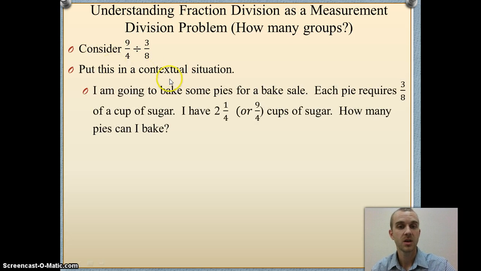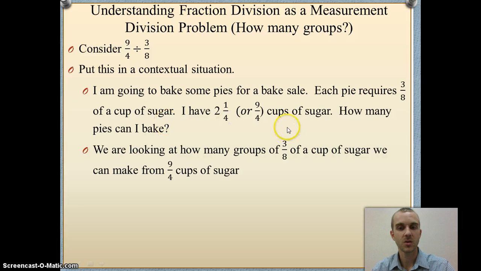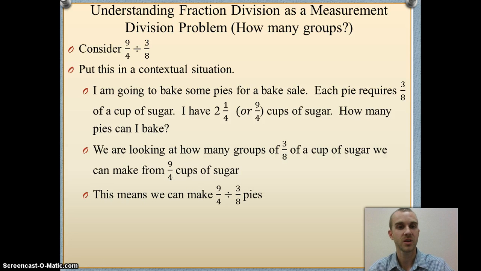Say I'm going to have a bake sale, and I know that to make a pie, it takes 3/8 a cup of sugar, and I have 2 1/4 cups or 9/4 cups of sugar. I don't know how many pies does that allow me to bake. Okay, so what I'm looking for here is how many groups of 3/8 cups of sugar can I get from 9/4 cups of sugar, and that leads me to 9/4 divided by 3/8.